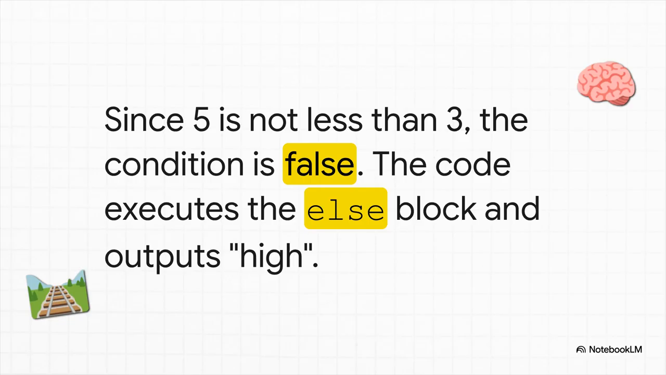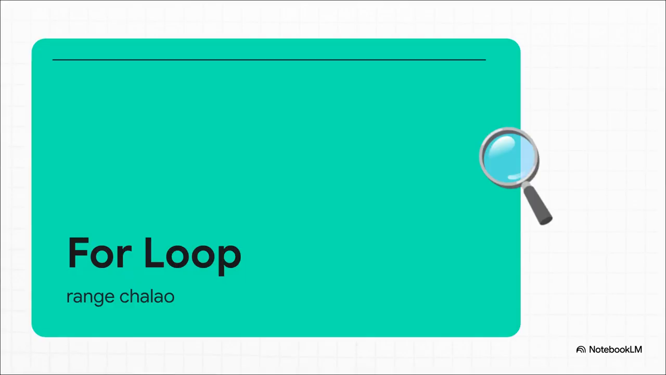The program checks a condition. In this case, is 5 less than 3? Well, no, that's false. So the code completely skips the first part and follows the else path, showing us the word hi. It's just a simple, logical fork in the road. But what if you need to do something, say, 5 times?